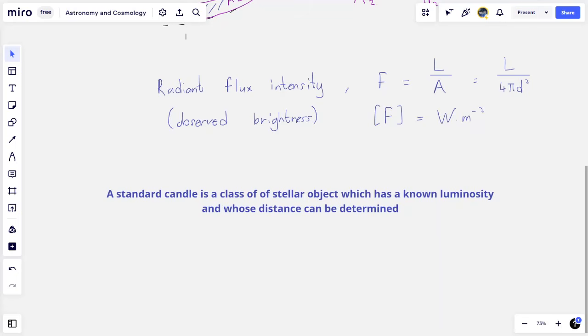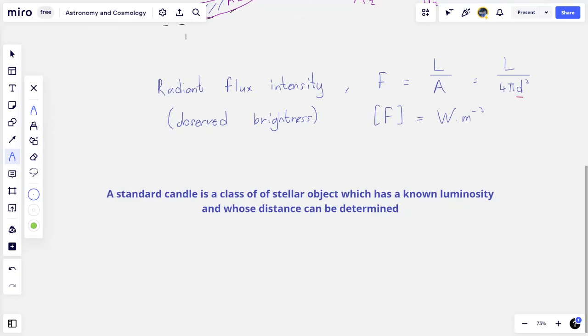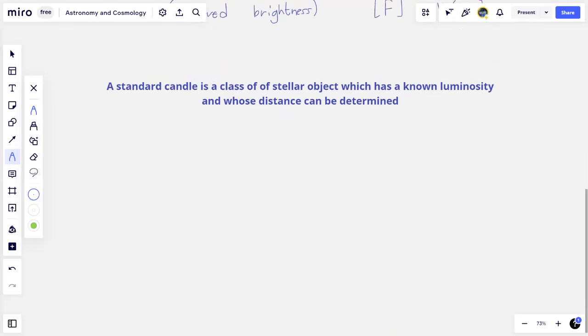Why? Because I can use it in the equation for radiant flux intensity, and what's really important here is finding the distance d. Because if I find the distance d, I find the distance that the star is from the observer, which in this case would be us. So we know exactly how far the star is from us, which is a very important measurement that we need to make in astronomy.